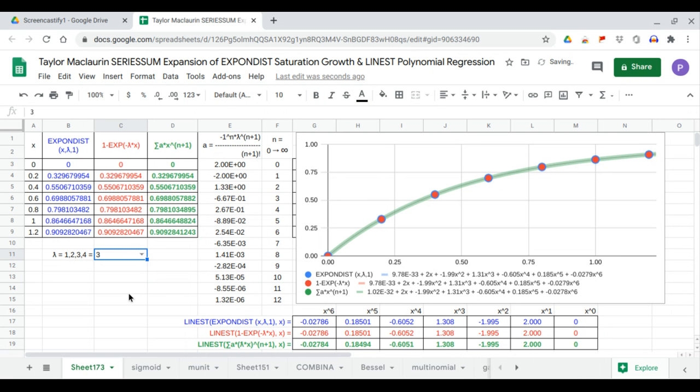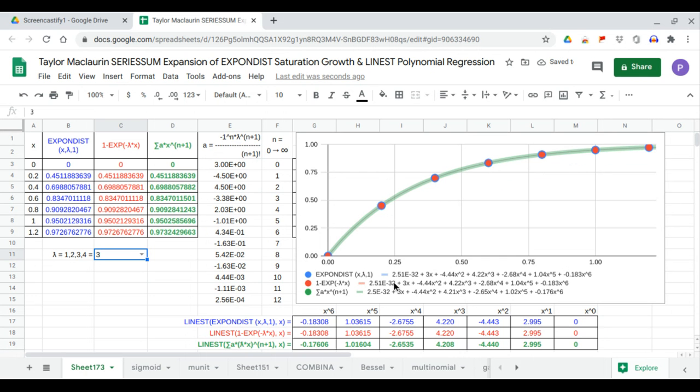At lambda equals 3, they're the same here. There's a slight error here. The errors are slight. They're still on the same trend line. The trend line equations are still the same, except for a slight error here and a slight error here, 1.02, 1.04. The regression coefficients, they're the same, except for some slight errors here, but these are negligible.